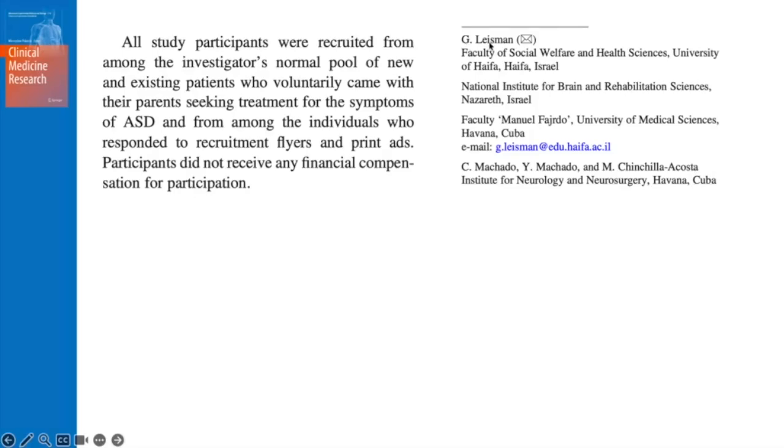This author, Gary Leisman, also has an affiliation in Cuba. Okay, so it can explain why he registered it from Israel, because he has two affiliations. So basically, it's difficult to make a judgment of major concern for that. But still, it's a monocentric study conducted in Cuba. So we have the Institute for Neurology and Neurosurgery in Havana, Cuba.